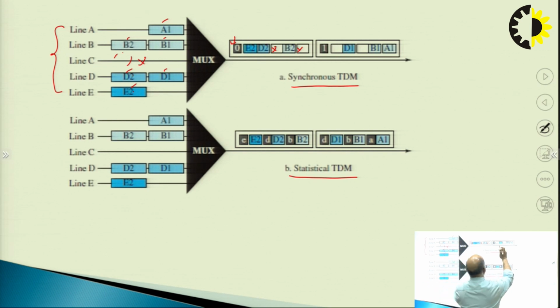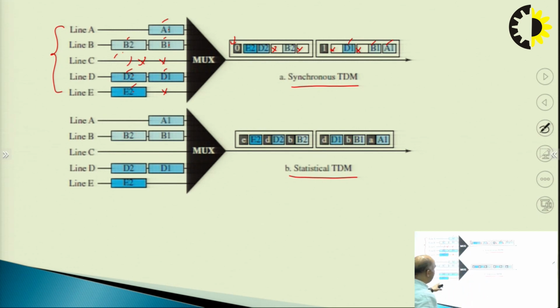In the next frame, A1, B1 and D1 are sending the data here. But again, C is not sending the data, and line E, in the second frame, is not sending the data. So, here the data is not there, here data is not there. But still, they are being forced to send some data over that transmission media. That is the wastage of the bandwidth in synchronous TDM.